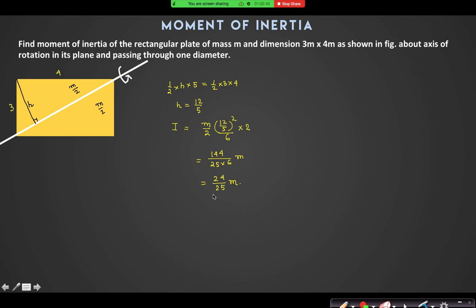What you are saying? 24 by 25 or 25 by 24? 25 by 24. How? The opposite. How did you get that 25 by 24? Understand where you have done wrong, right?